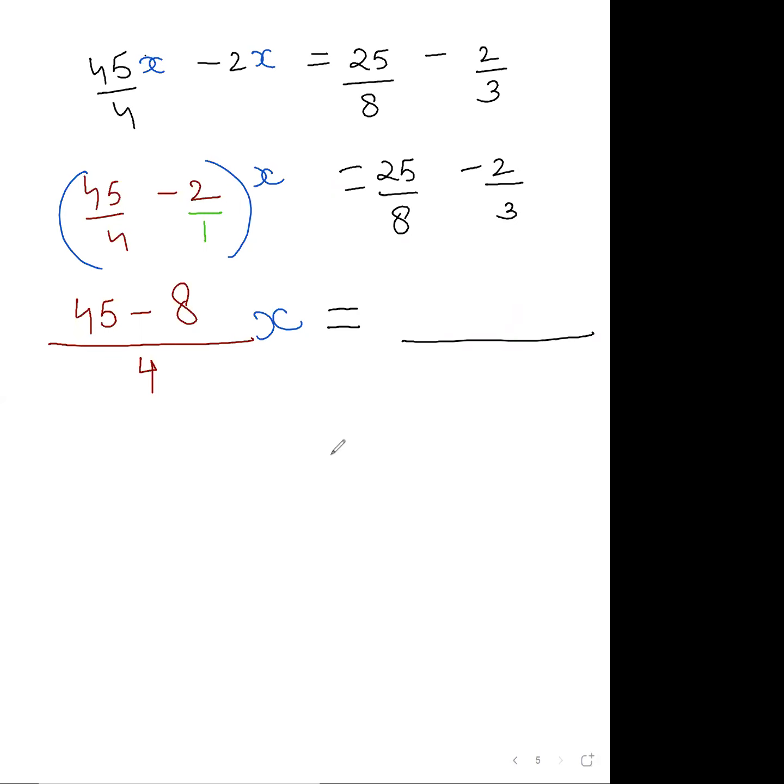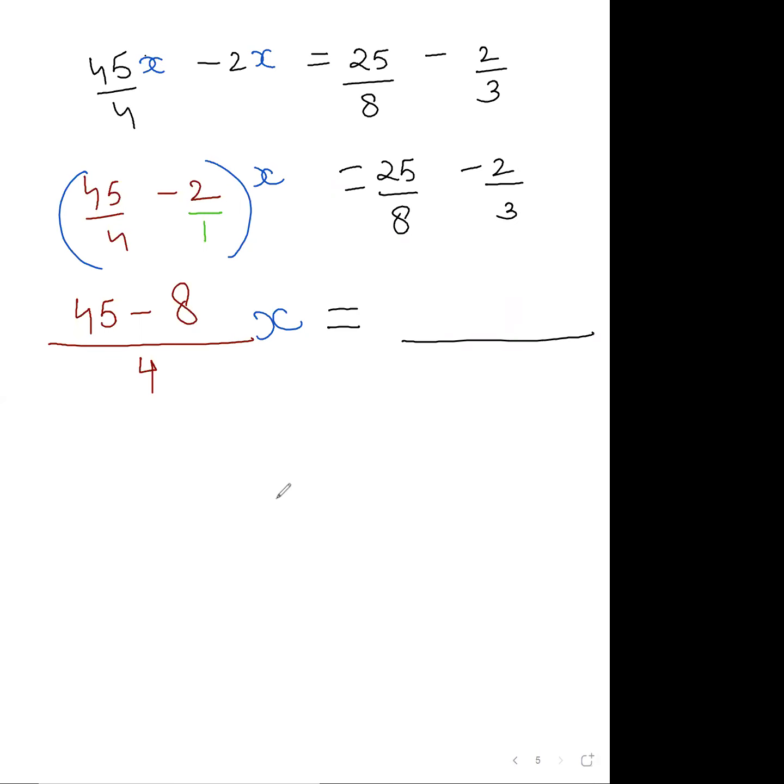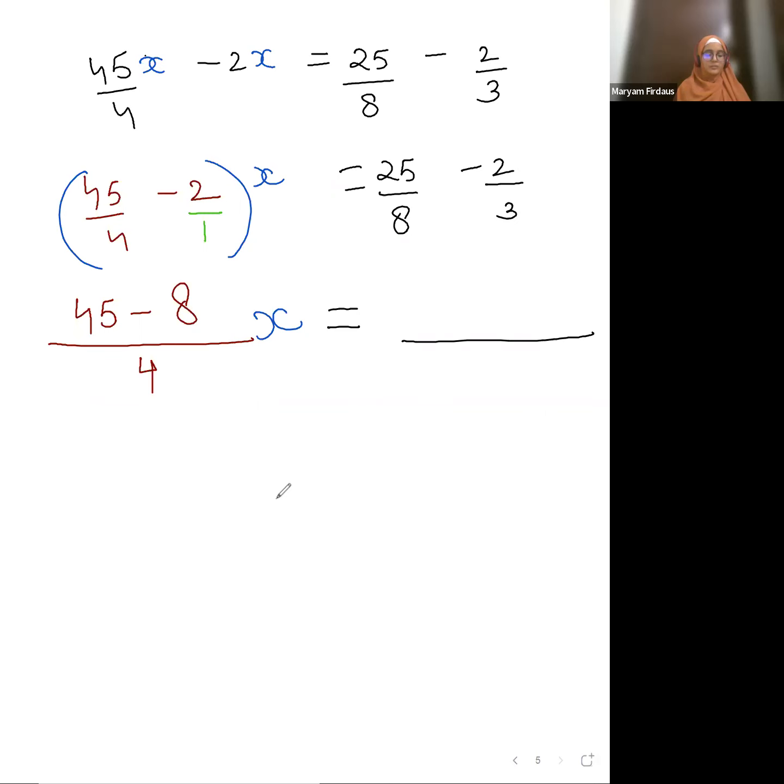Can you say it again? LCM of the denominators 8 and 3. Do we have to find it right now, or do we have to first find the answer for this? No, it's okay. Find it right now.